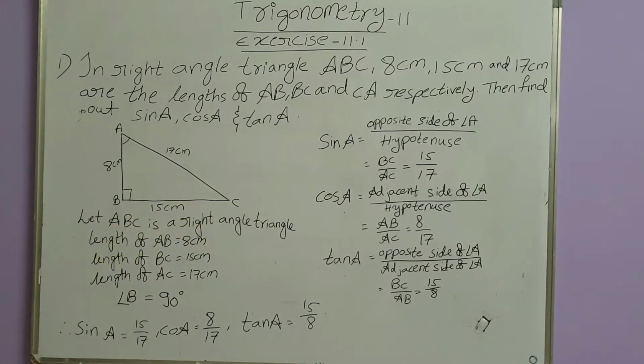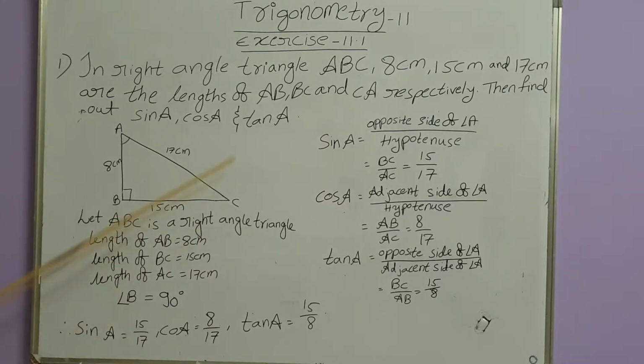Next, tan A. What is tan A? Opposite side of angle A by adjacent side of angle A. Angle A's opposite side is BC and adjacent side is AB. So BC by AB is equal to 15 centimeters by 8 centimeters.